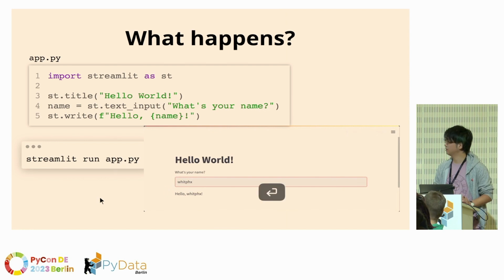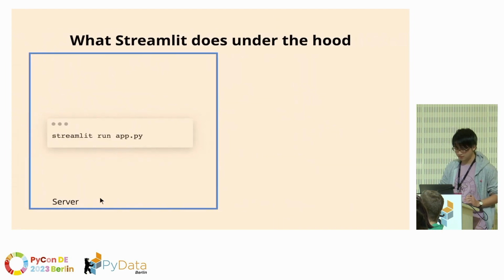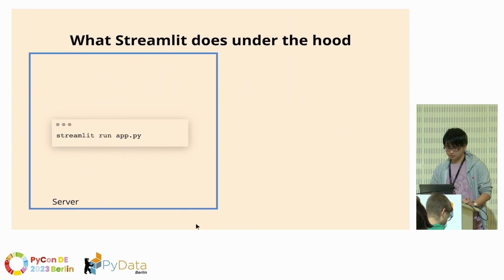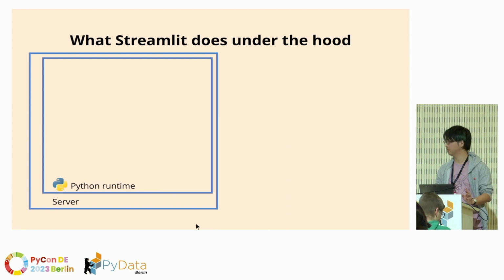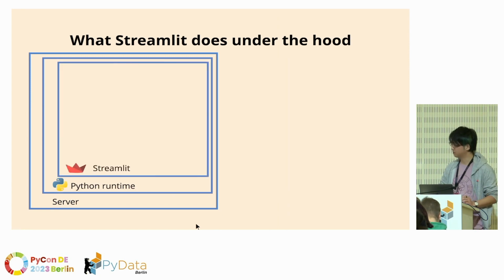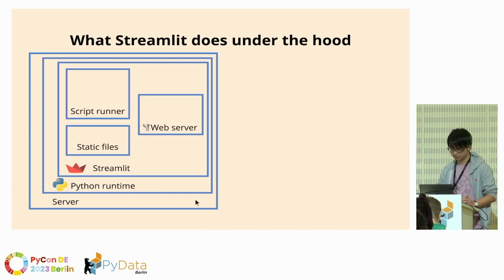By the way, let's see what happens under the hood, this magical conversion of Python code into an interactive application. Of course, when we run the streamlit run command on the command line on the server, the Python runtime will be launched, and the Streamlit component will be loaded onto it. That has several components, including, of course, the server and some static files like index.html or main.js that will be loaded soon. And it also contains a dynamic part named script runner that we will see soon.